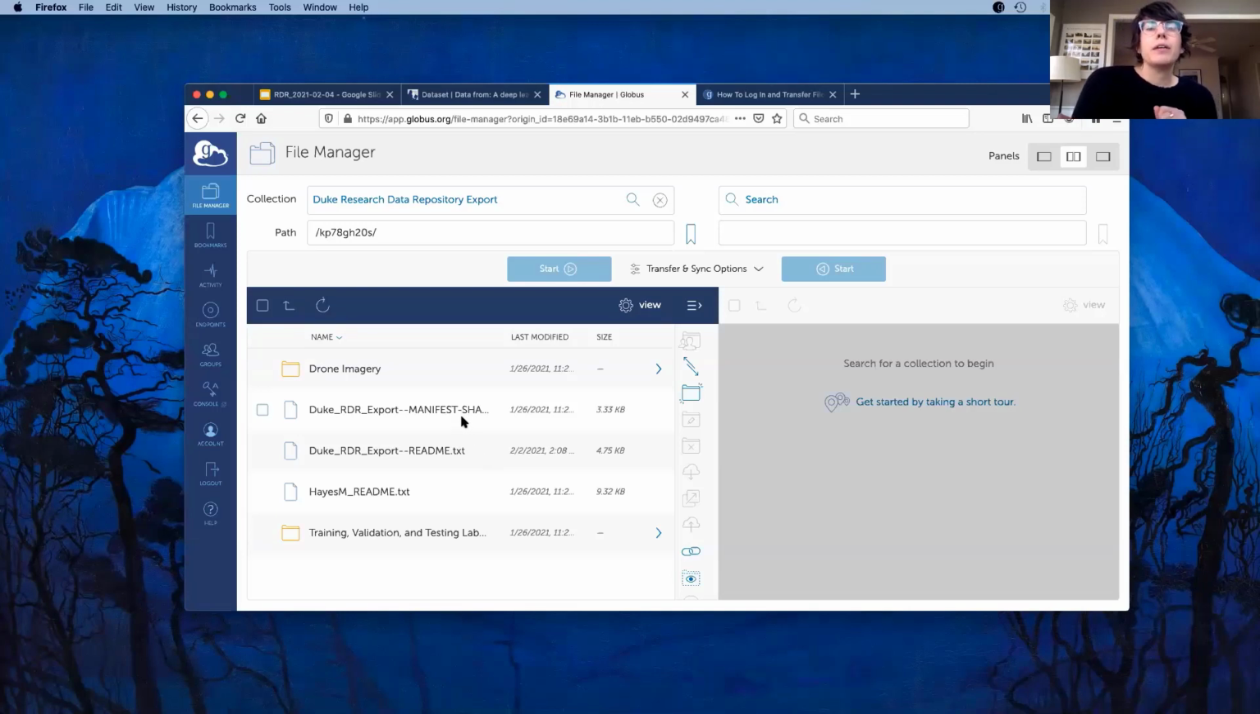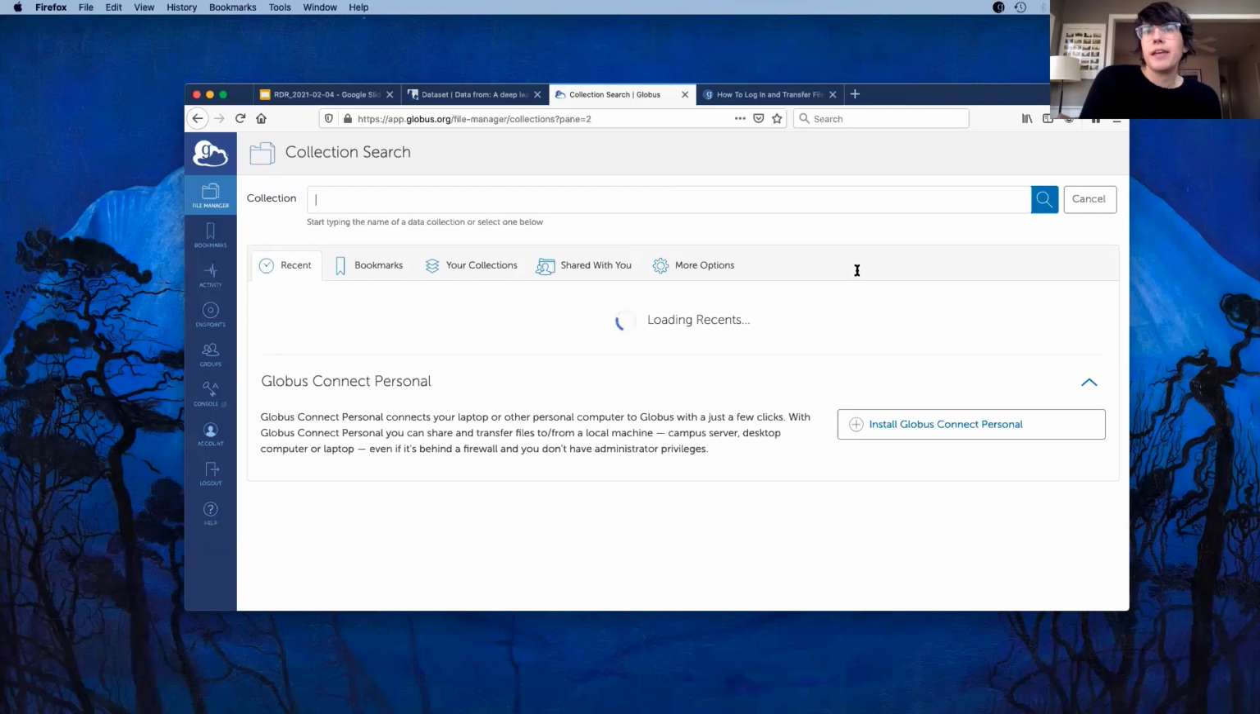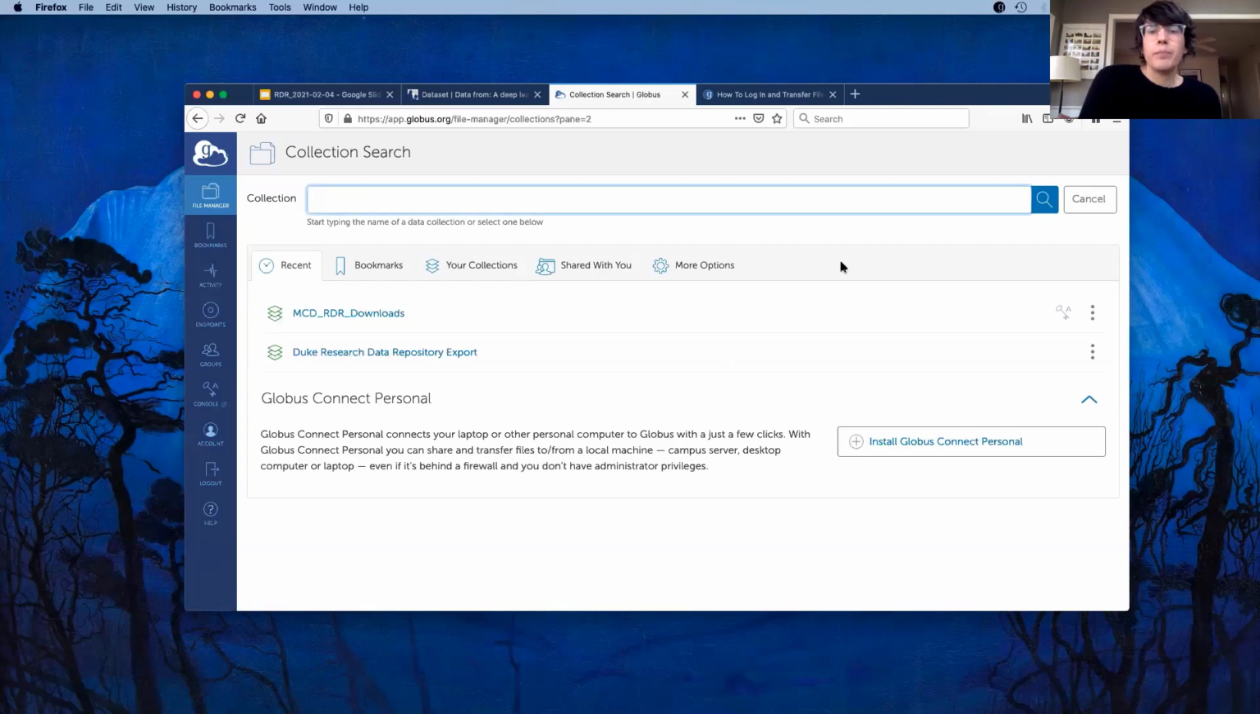And the other file is a SHA-1 checksum manifest that, should you choose to do so, will enable you to ensure the bit level integrity of the files once they reach their destination. To specify a place to transfer the data, you're going to click on the search bar just above that second panel.